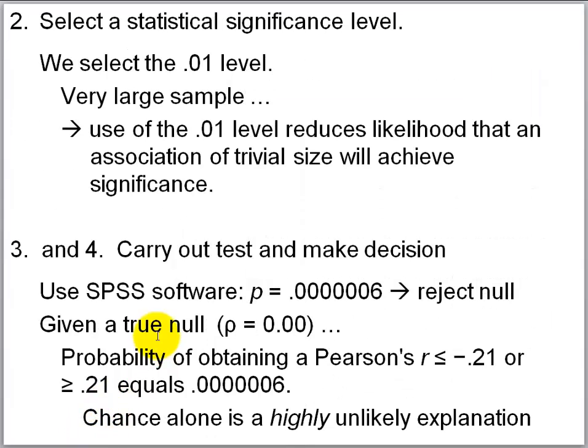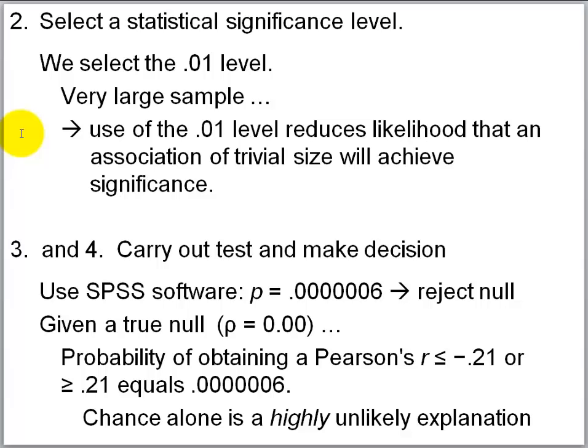The second step is selecting the significance level. Let's select the 0.01 level. We have a very large sample size. Using the 0.01 level will reduce the likelihood that an association that's trivial in size will achieve significance. So it's tougher to reject at the 0.01 level than at the 0.05.